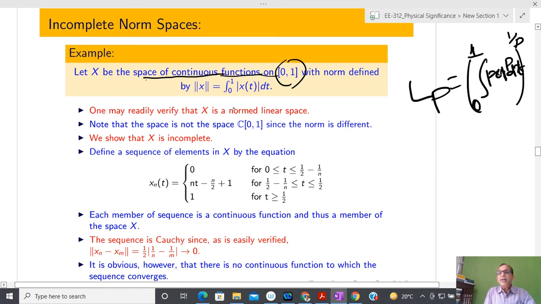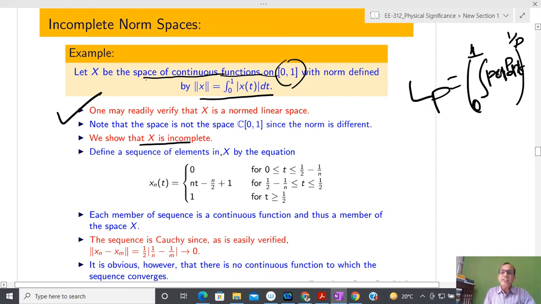Now, we have defined the norm like this, with the absolute value inside. All the properties of a norm are satisfied, so it is possible to show that this is a normed linear space. Now we are going to show that this space is incomplete.